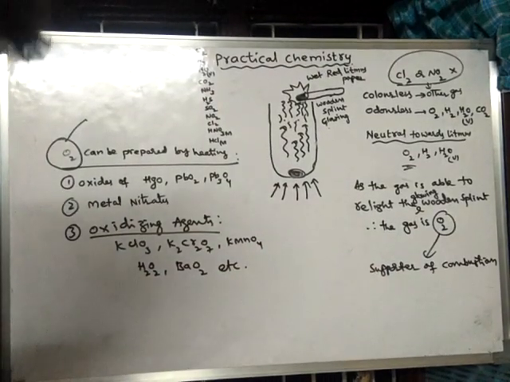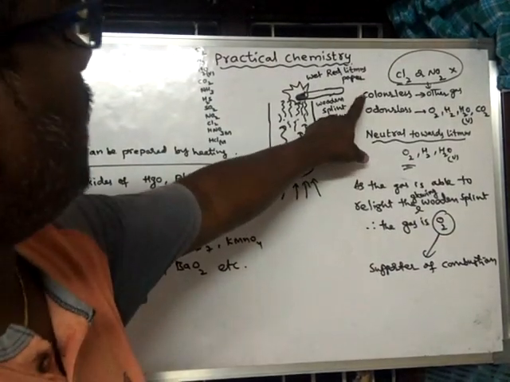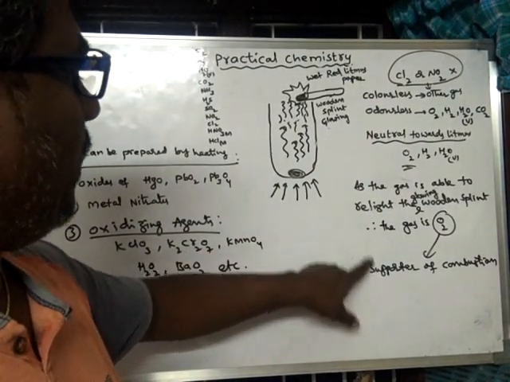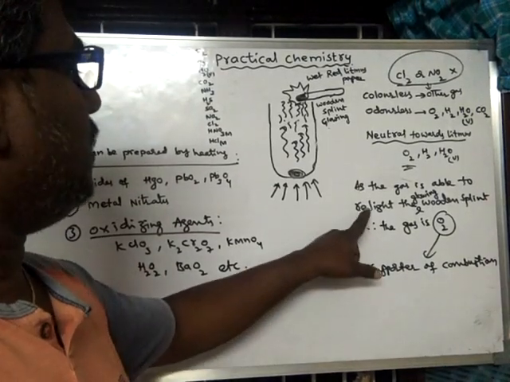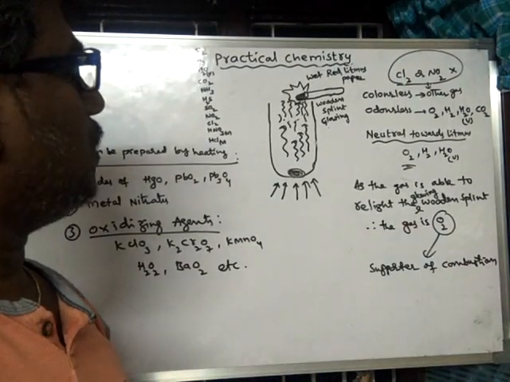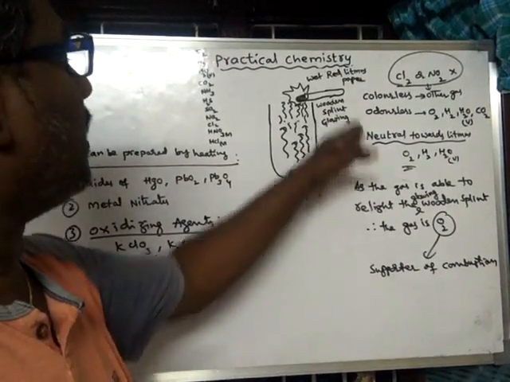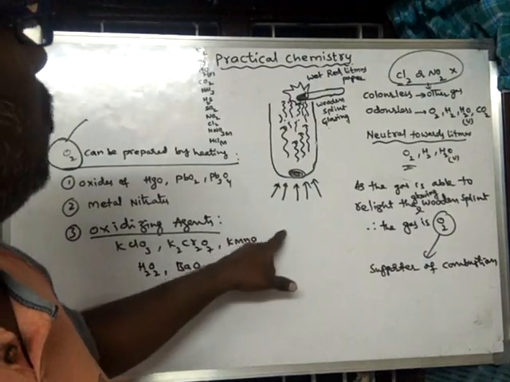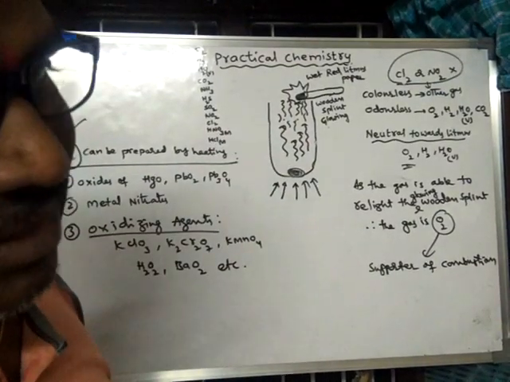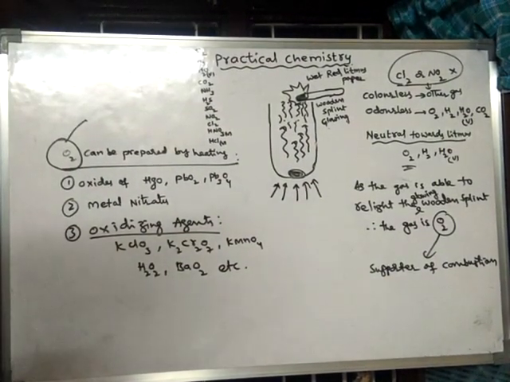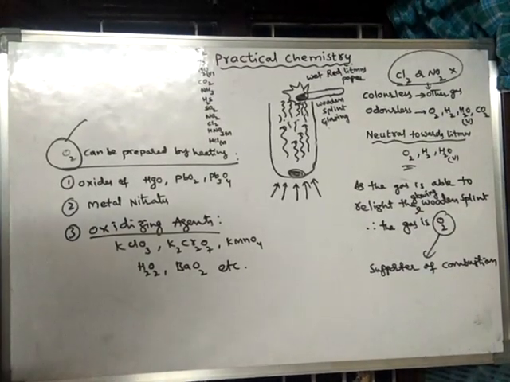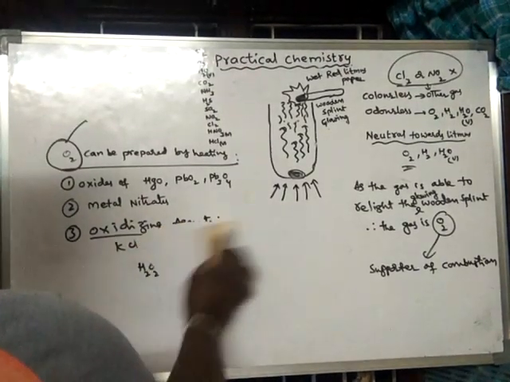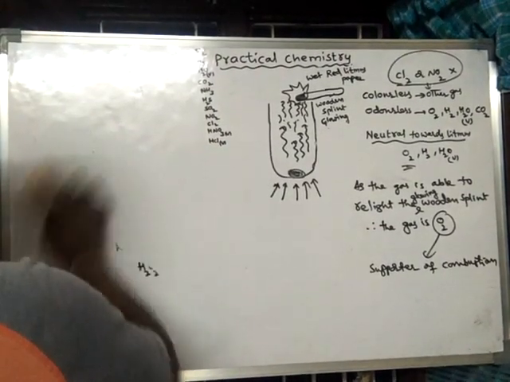Oxygen gas is colorless and odorless. It is neutral towards litmus, and it is a supporter of combustion. That means it can relight a glowing wooden splint. From these properties and observations, finally we came to the conclusion that the evolved gas is oxygen gas. So these are the properties of oxygen gas. Now let us learn about another gas.